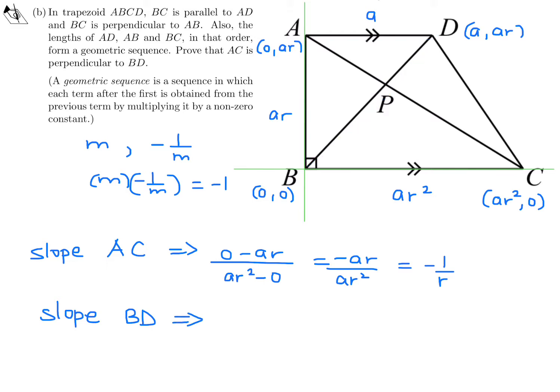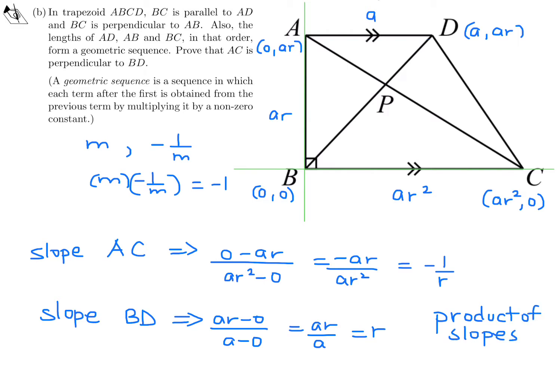So again, rise over run. So ar minus 0 over a minus 0. So that's ar over a, and that's just r. So immediately we've just shown that they're negative reciprocals. But let's be more thorough. The product of slopes is, of course, r times negative 1 over r. The r's cancel, and you get negative 1. So put in some sentences to explain what you're doing, and that should make the solution complete. And that definitely proves that AC and BD are perpendicular to each other.